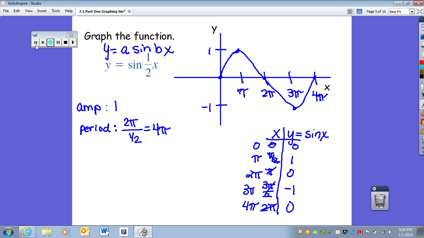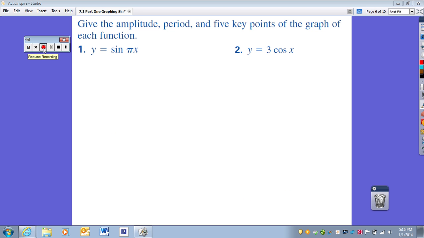Let's try another example. In these two examples, we won't need to graph. We just want to find our amplitude, period, and then the 5 key points of the graph. The 5 key points of the graph are the minimum values, the maximum values, and the x-intercepts, which we can simply find by creating our table.